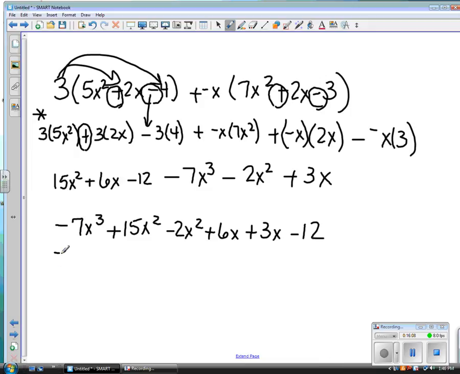Go through and clean up, do the math. So that's negative 7x cubed plus 13x squared plus 9x minus 12. Nothing else can add together because there are no more alike terms. That is in descending order, so I am now in standard form for my answer.